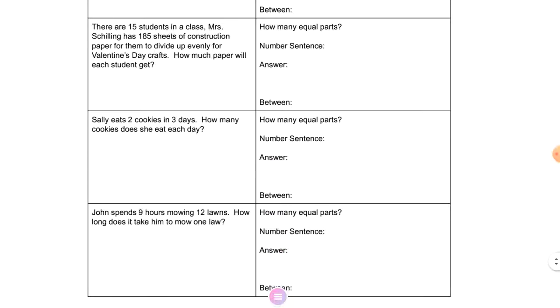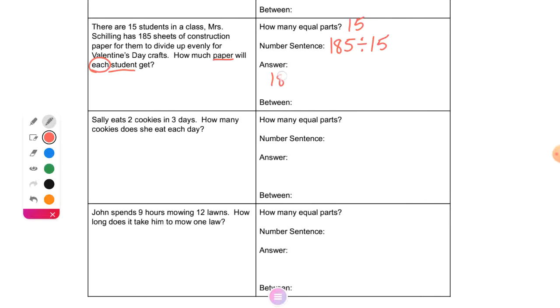Next one. Addie, what did you underline and circle in the question? I circled each. Okay, you circled each. I underlined paper and student. Good job. So we're trying to figure out how much paper per student. So we're taking paper, dividing it by students. So we have 185 is what we know about paper. We know there are 15 students, so 15 equal parts. So my first answer would be 185 over 15.